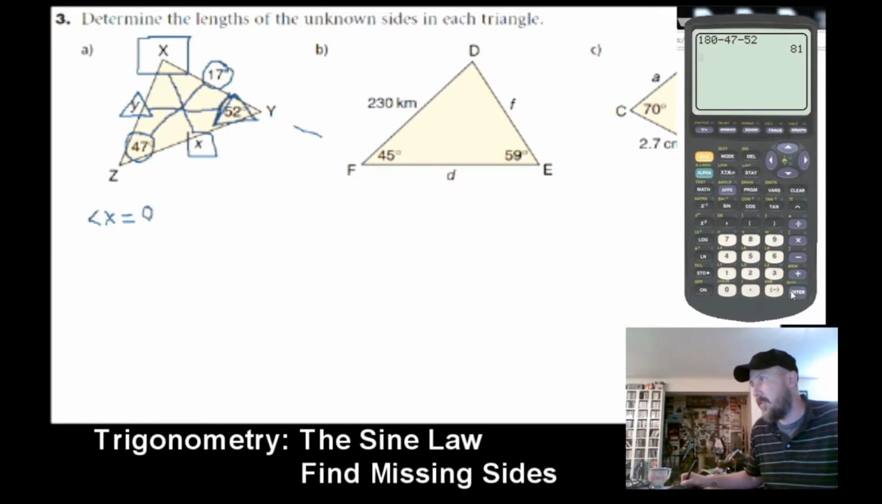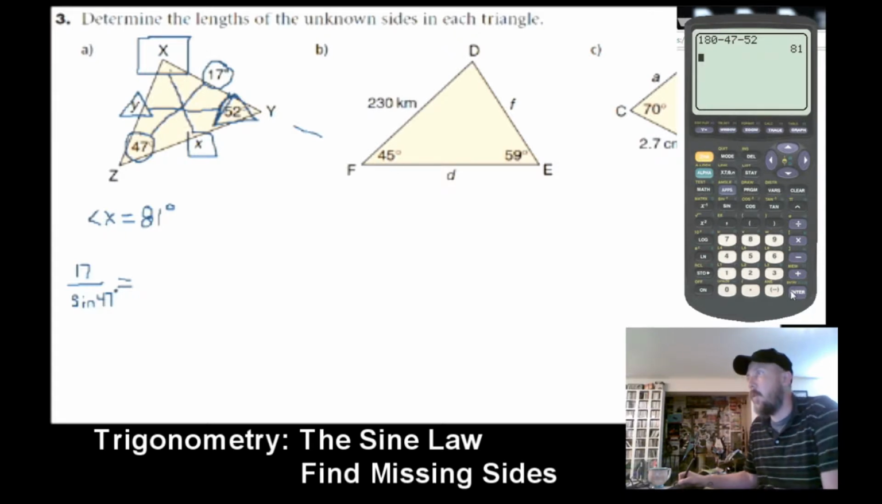So there's some information. That one was easy to find. But that doesn't help me find any of these side lengths. The one side angle combination that we know is 17 goes with sine 47. That's what I did here: the 17 inches there and the 47 degrees there. Those two go together. Now, I can't do x because there's two unknowns here.